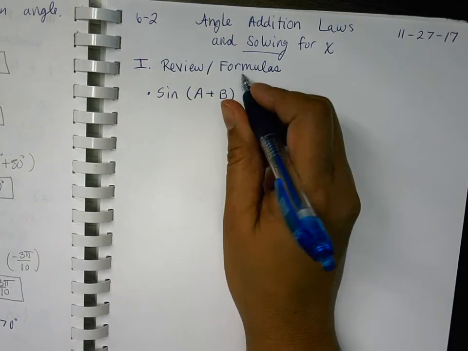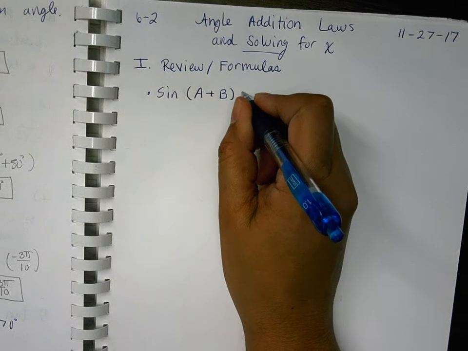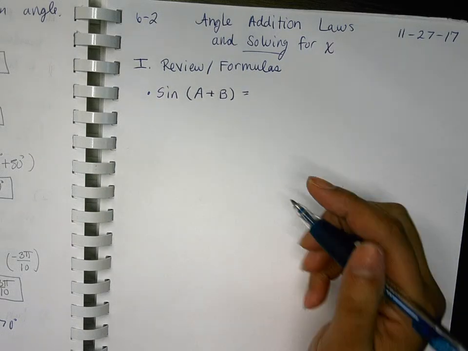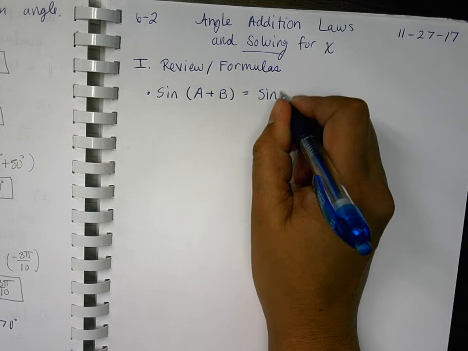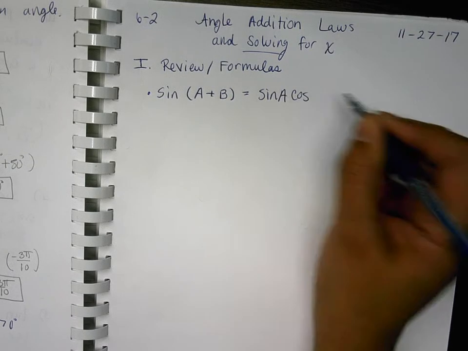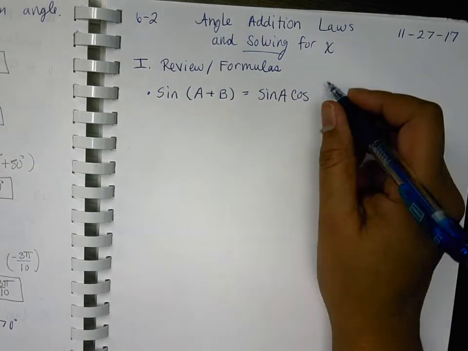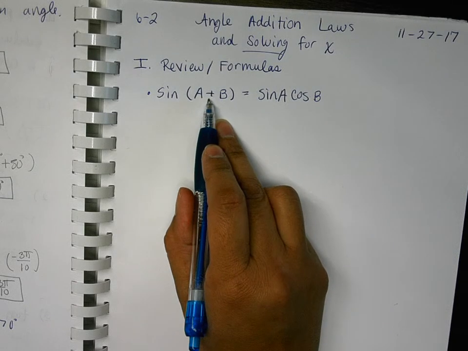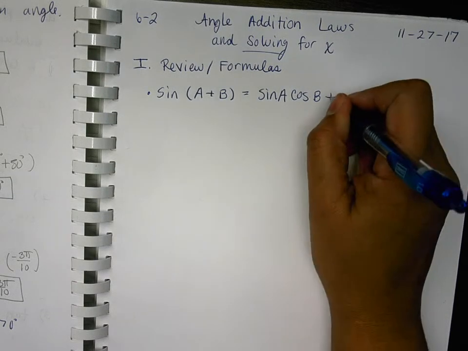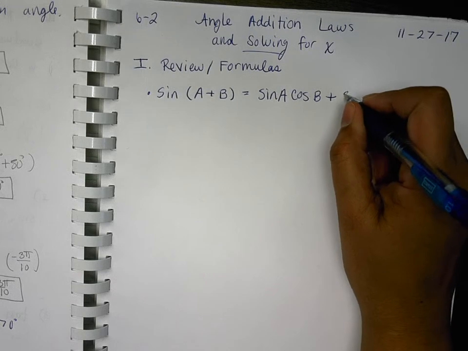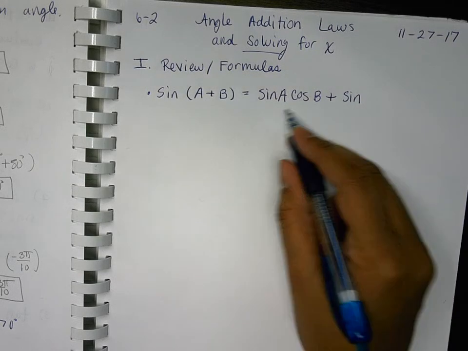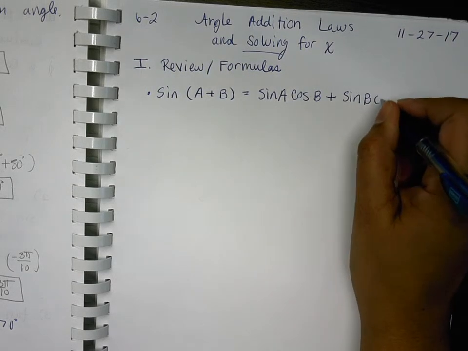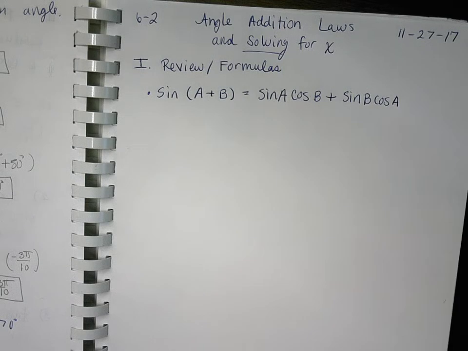Was sine the friendly one or the snobby one? Do you guys remember? Friendly. It was friendly, so it hung out with the cosine. So it was sine A. Obviously, then it would be cosine what? Cosine B. And then same sign or opposite sign? Same. You guys remember more than you think. And then sine, I already used sine of A over here, so this will be sine of B and cosine of A. All right.